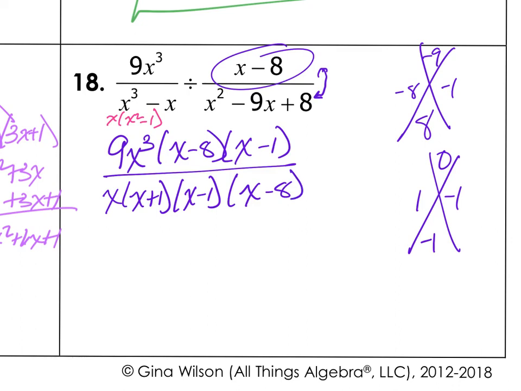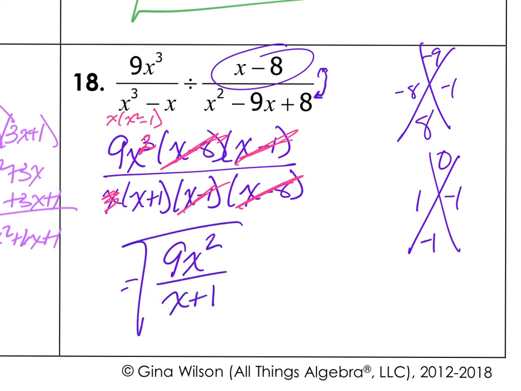So if I make some 1s here, I've got x minus 8, x minus 8, x minus 1, x minus 1. 1x here, that I have 3, so that will become 2. So my answer should be 9x squared over x plus 1.